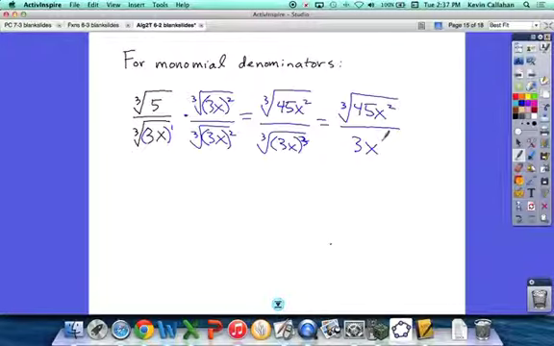Yeah, rationalizing the denominator means get rid of the roots, the radicals in the denominator, the unresolved radicals in the denominator. Okay.